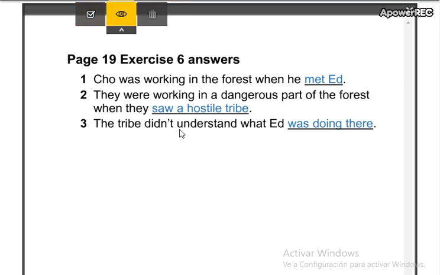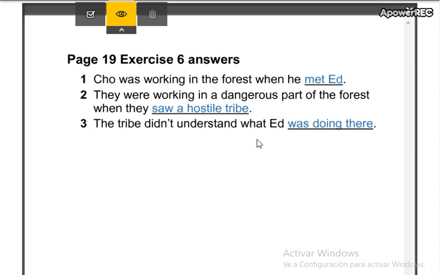Let's check your answers. They say Cho was working in the forest when he met Ed. They were working in a dangerous part of the forest when they saw a hostile tribe. The tribe didn't understand what Ed was doing there.